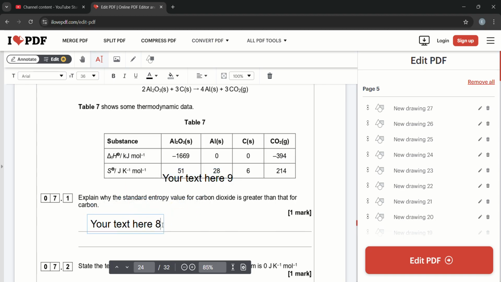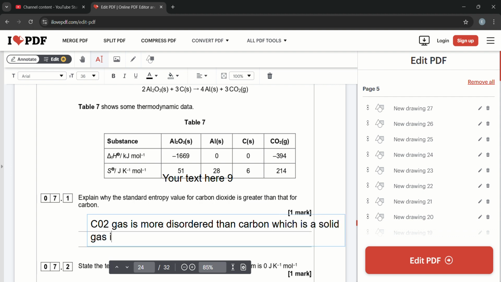The reason the standard entropy value for carbon dioxide is greater is because CO2 gas is more disordered. Remember, gases are more disordered than solids, and carbon is a solid. Gas is more disordered than solids.